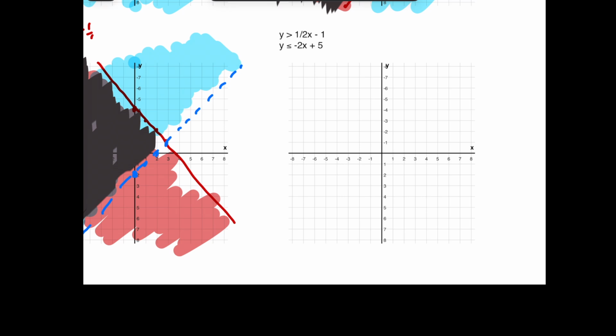Here we go. Let's start with the red. Okay, so y is greater than 1 over 2x. We're going to start at -1. We're going to go up 1 over 2, up 1 over 2, up 1 over 2. If you want to go the other way, it's down and left 2, down and left 2. And if you take a look, this line has no equal sign.